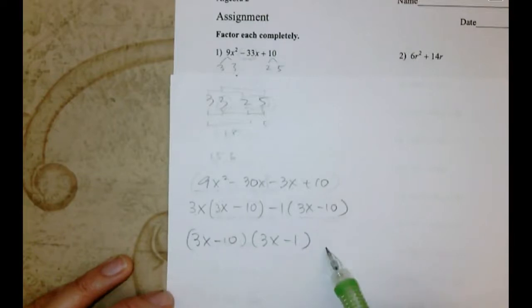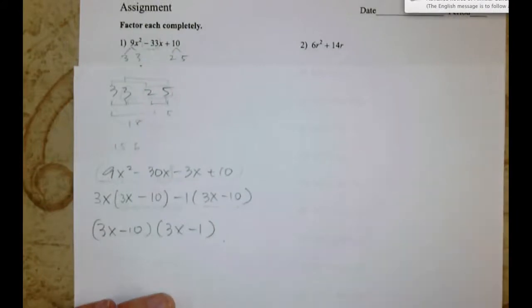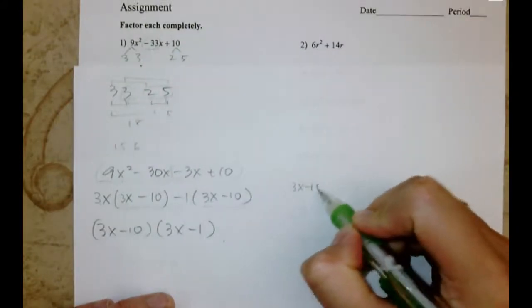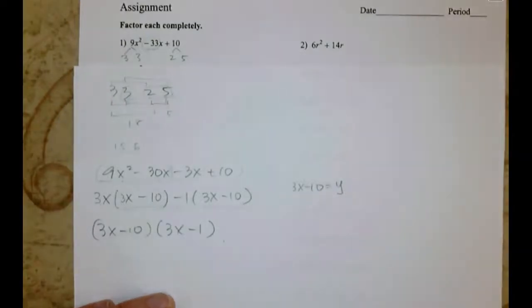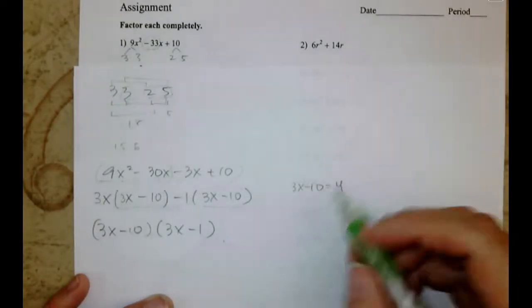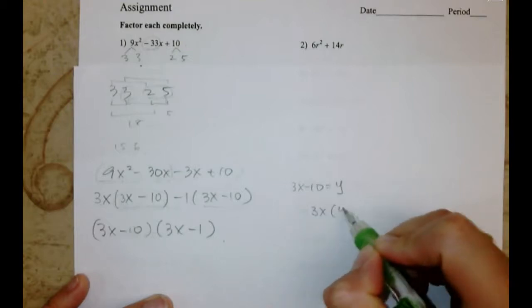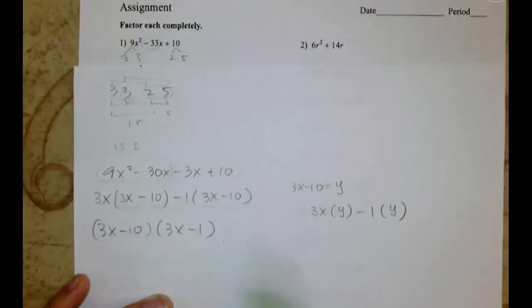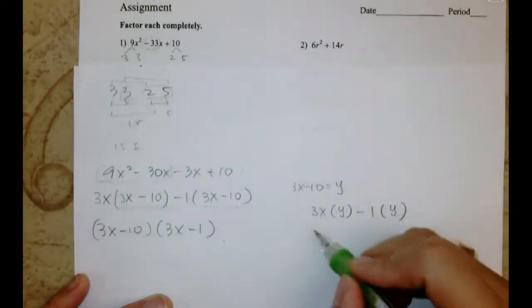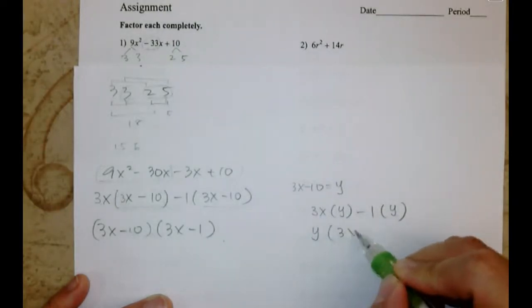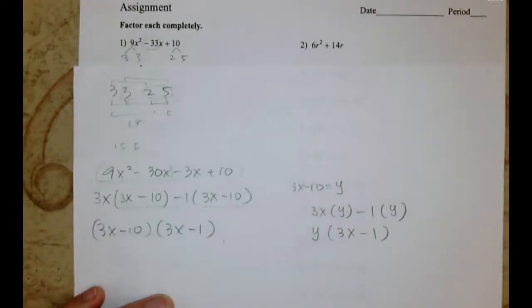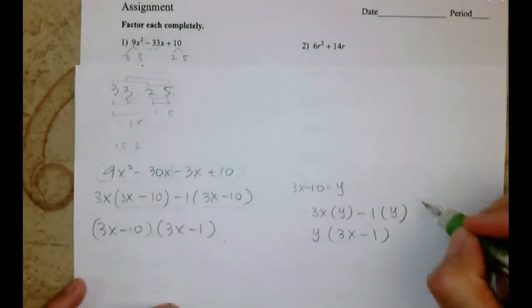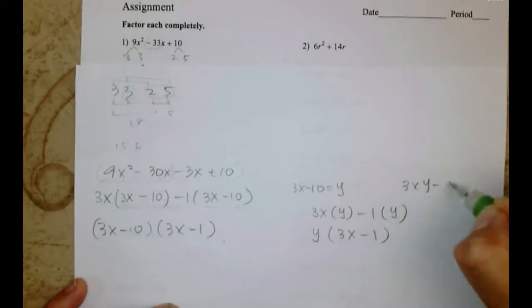Now, a lot of people are confused by this step, so I'm going to show you how this works. I call the 3x minus 10 equal y. Okay, so I'm going to replace it, then you will see it. Okay, so 3x times y minus 1 y. I just replace this with y. Now, these are both multiplied by y, so you can factor y out, right? And then what's left is 3x minus 1, right? Or maybe it's easier for you to see if I do 3xy minus y.